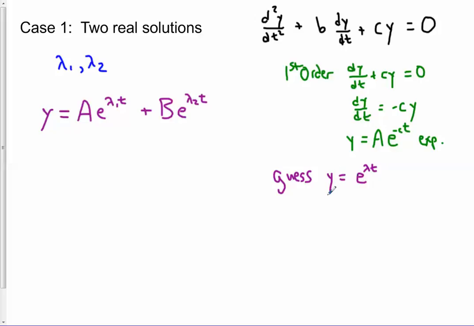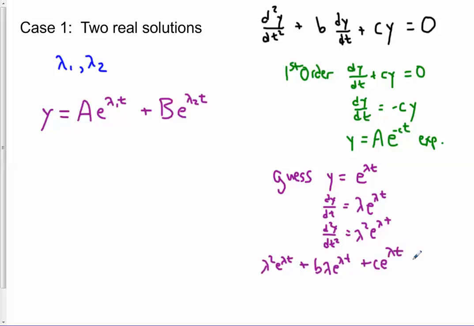So if that's our guess, then our first derivative would be lambda e to the lambda t, and our second derivative would be lambda squared e to the lambda t. And when you plug it in, you get lambda squared e to the lambda t plus b lambda e to the lambda t plus c e to the lambda t equals 0. All three of these terms have that e to the lambda t, so we can just cancel that, and there's 0 on the other side. So lambda squared plus b lambda plus c equals 0.